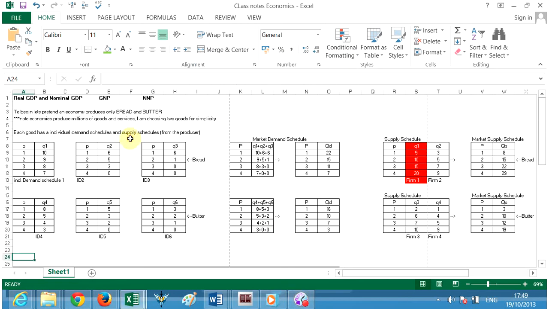Hello. Today I want to talk about real GDP, nominal GDP, gross national product, and NNP. So to begin, let's consider a very simple economy.